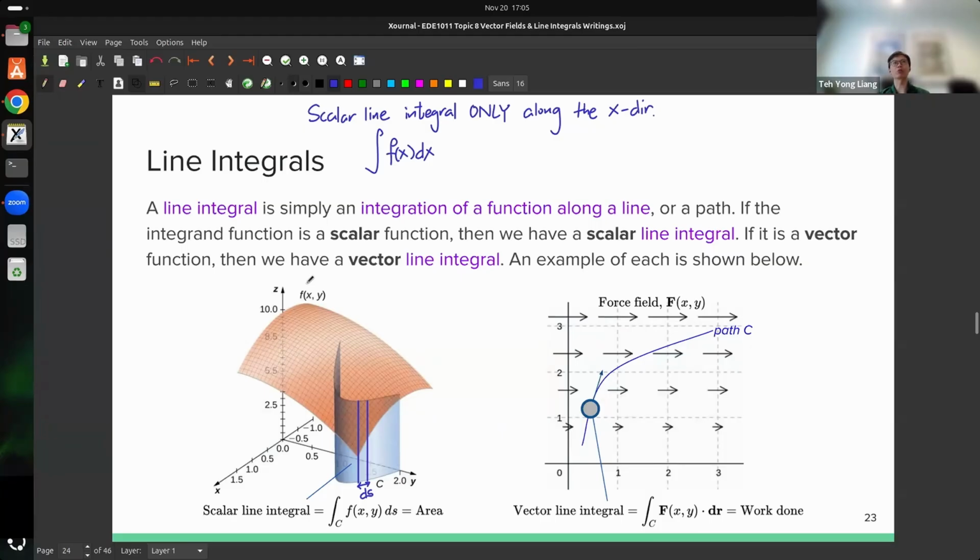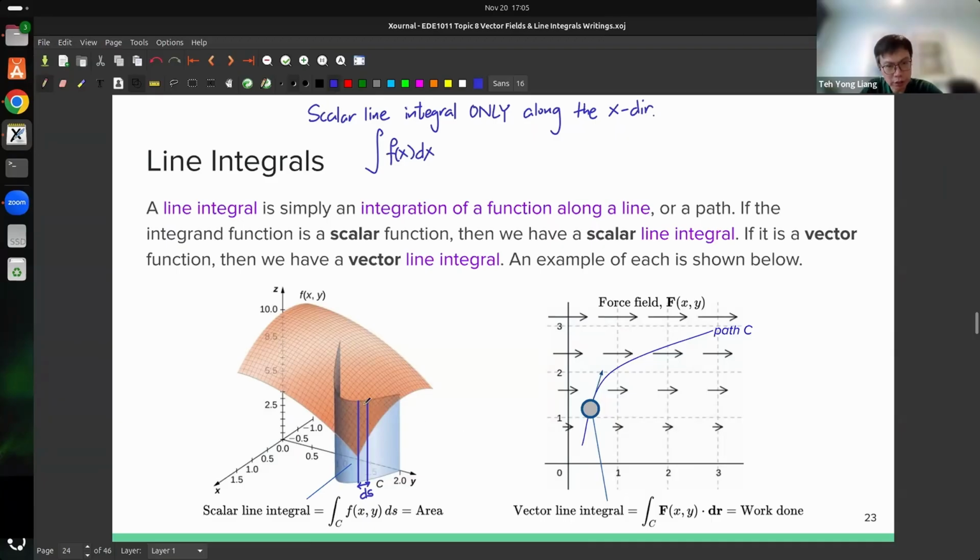Can you do f of xyz? Yes, you can integrate f of xyz along a path that is in 3D space. The path can be curving in 3D space. If you look at this diagram, it tells you what the scalar line integral is. The scalar line integral is just the area of this blue surface, because you take height f of xy times ds.